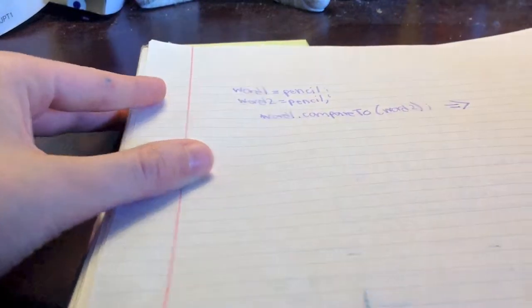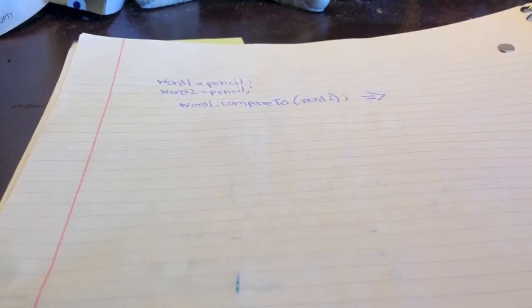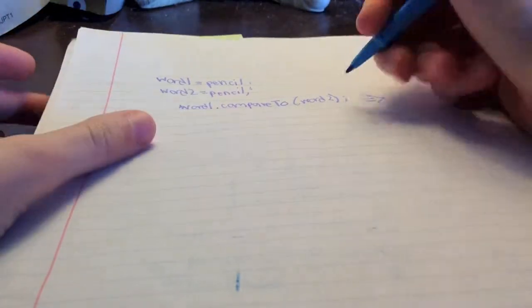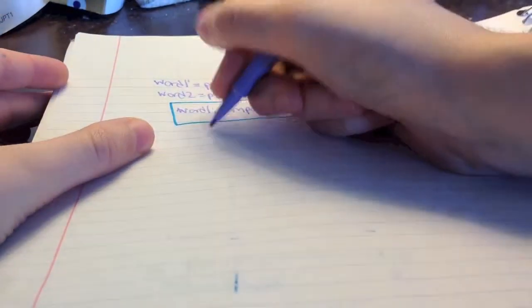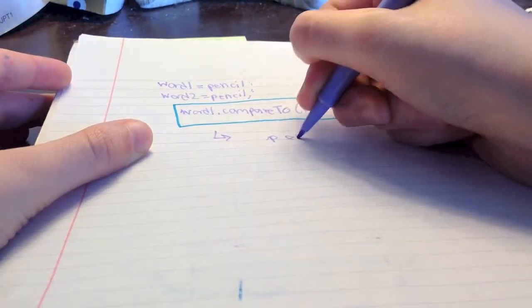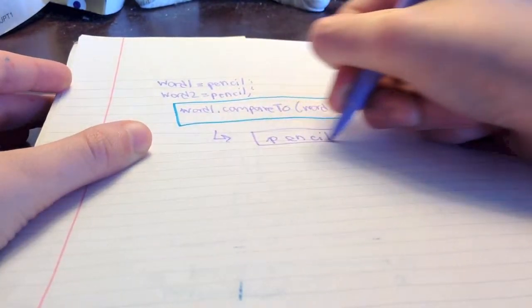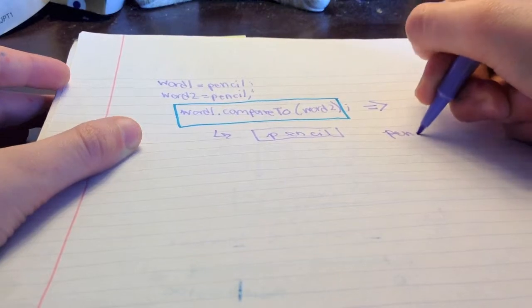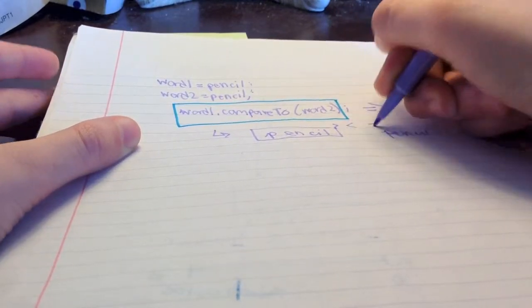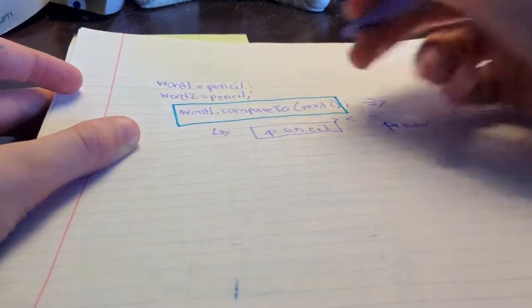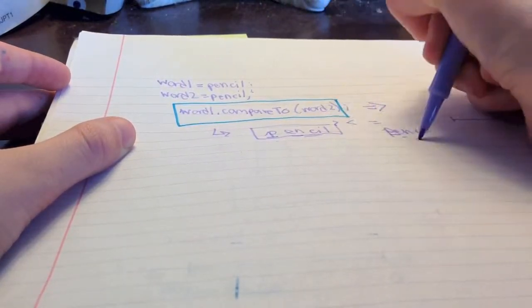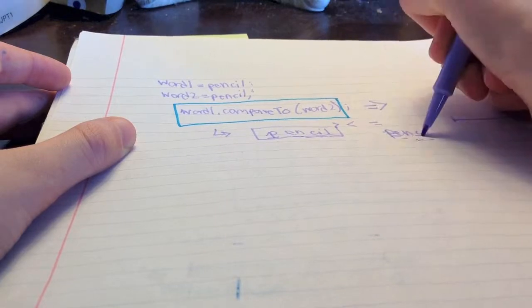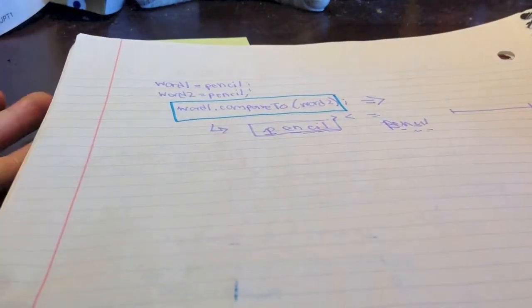What do you think our product would be from that? Well, if we go inside Java's brain, it's taking pencil, using that as its base point, and comparing it to pencil. So is it less than, greater than, or equal to? If we go on the number line and all of these letters line up exactly the same, then what do you think our value is going to be?